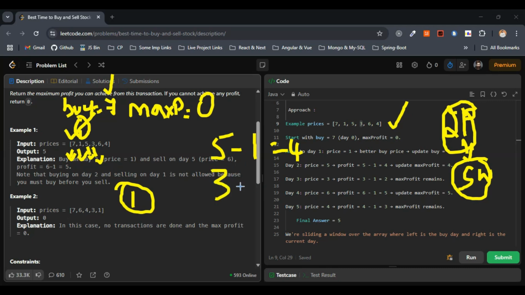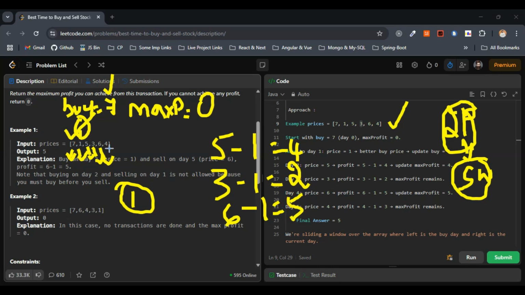Value 3, price 3. So this one will be 3 minus 1 and the profit that we got here is 2. Same goes with the next index also. 6, we have bought the stock at 1 and we are selling that one at the value 6, nothing but 6 minus 1, we have got the profit 5.